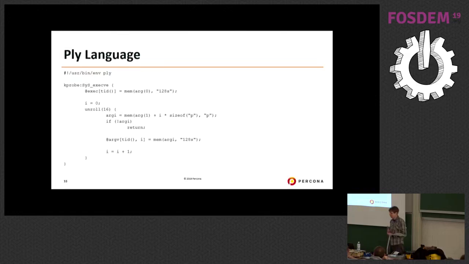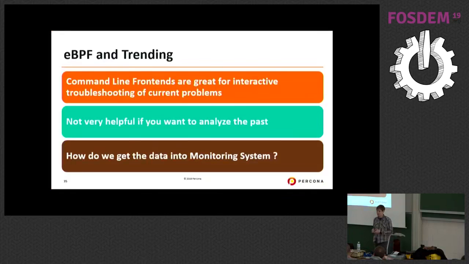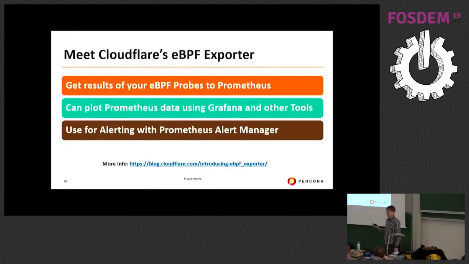Okay, these are all the tools I showed you, which are based on real-time troubleshooting and analysis, which is wonderful. But what if you want to analyze stats from the past? Yes, and there is a tool for that. The state of the art, I believe, in this case, is Cloudflare's eBPF exporter, which is, as the name says, an exporter for Prometheus. So you can get pretty much any data from eBPF into Prometheus, which you can use wherever. You can plot it, you can use an alert manager, and do all the other good stuff.